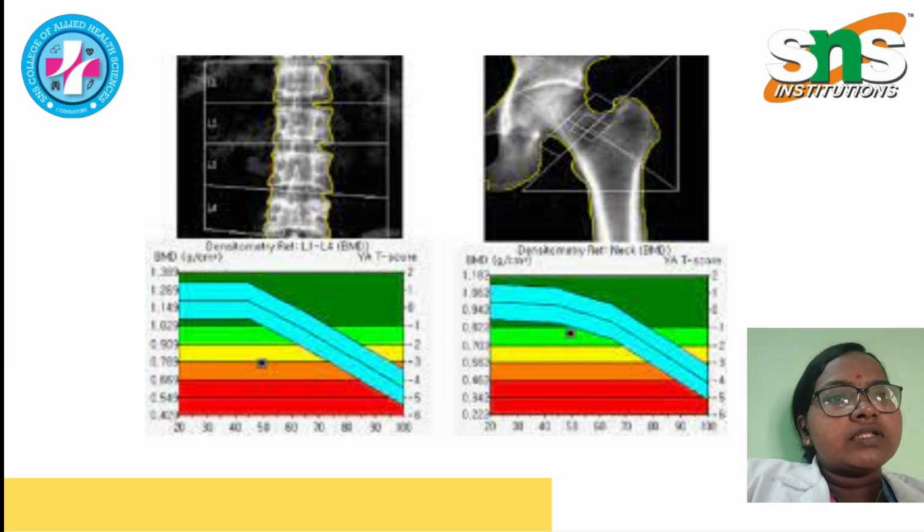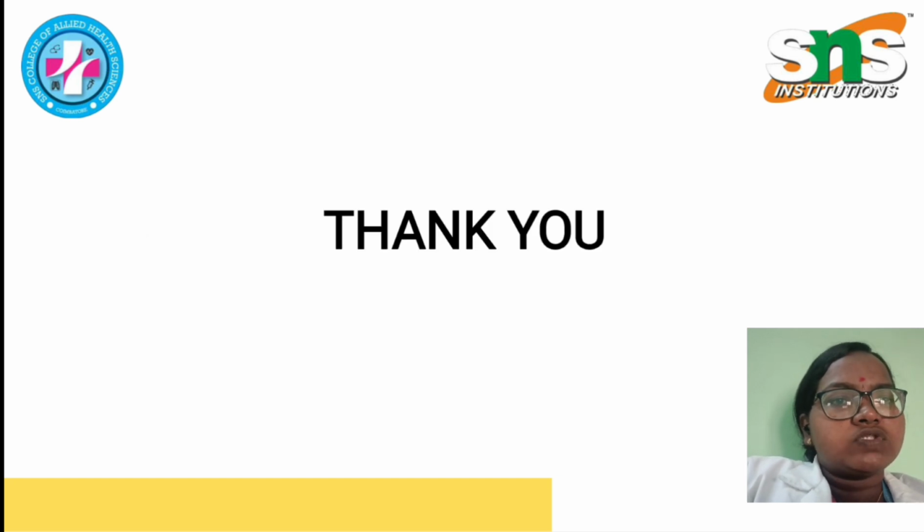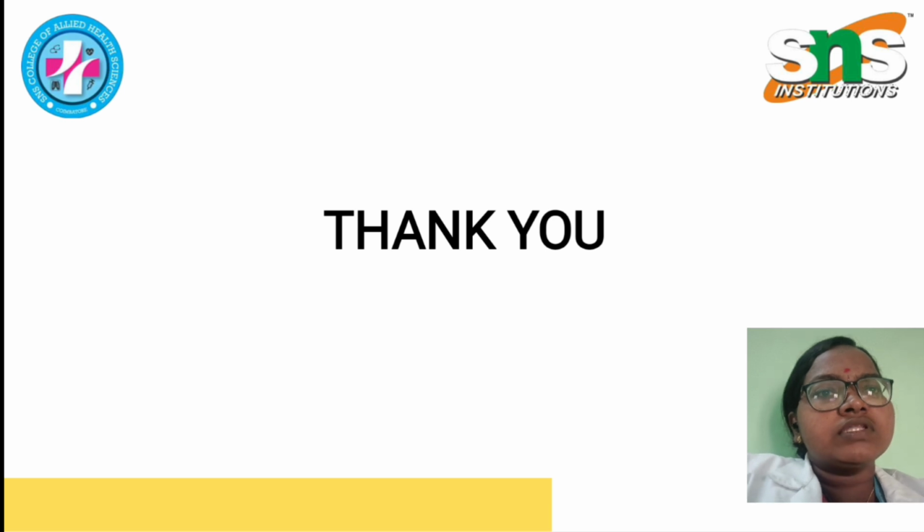The common sites of DEXA scan are the L spine and the hip joint. So we'll be measuring the density of the bone at the common sites, which are the L spine, the lumbar spine, and the hip joint. We'll be getting a graph like the one shown in the image.